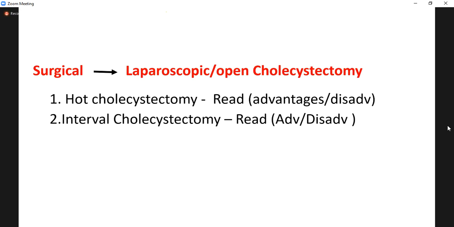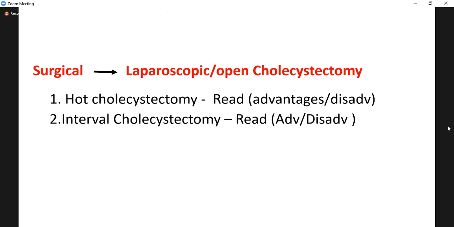When you do this operation is very much debatable, and there are two schools of thought on whether you do a hot cholecystectomy. What do you mean by a hot cholecystectomy? A hot cholecystectomy is where you do the laparoscopic cholecystectomy at the initial presentation. Say the patient has come and is still in the ward, resolving acute cholecystitis, and in that same admission, say after about 5 to 7 days, without discharging the patient, you take the gallbladder out. That's called hot cholecystectomy.